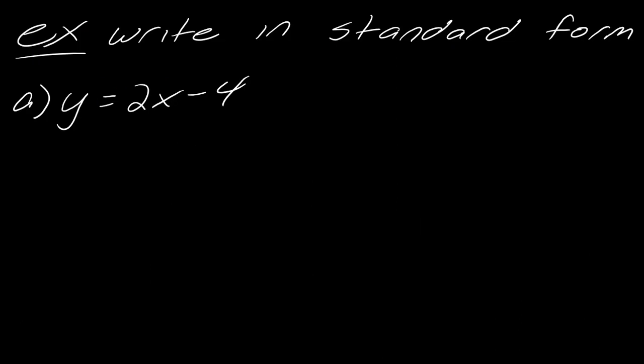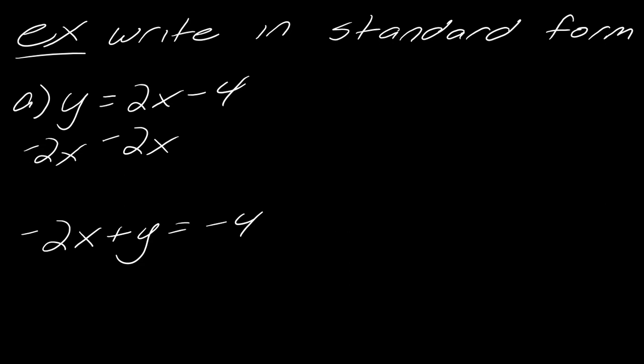So in the next set of examples, all we're going to do is write these in standard form. In some cases, this is very simple. Remember I said you have to have x and y on the same side. The reason this is not in standard form is because I have this 2x here. So if I want to put this into standard form, all I have to do is subtract off the 2x to get negative 2x plus y equals negative 4.